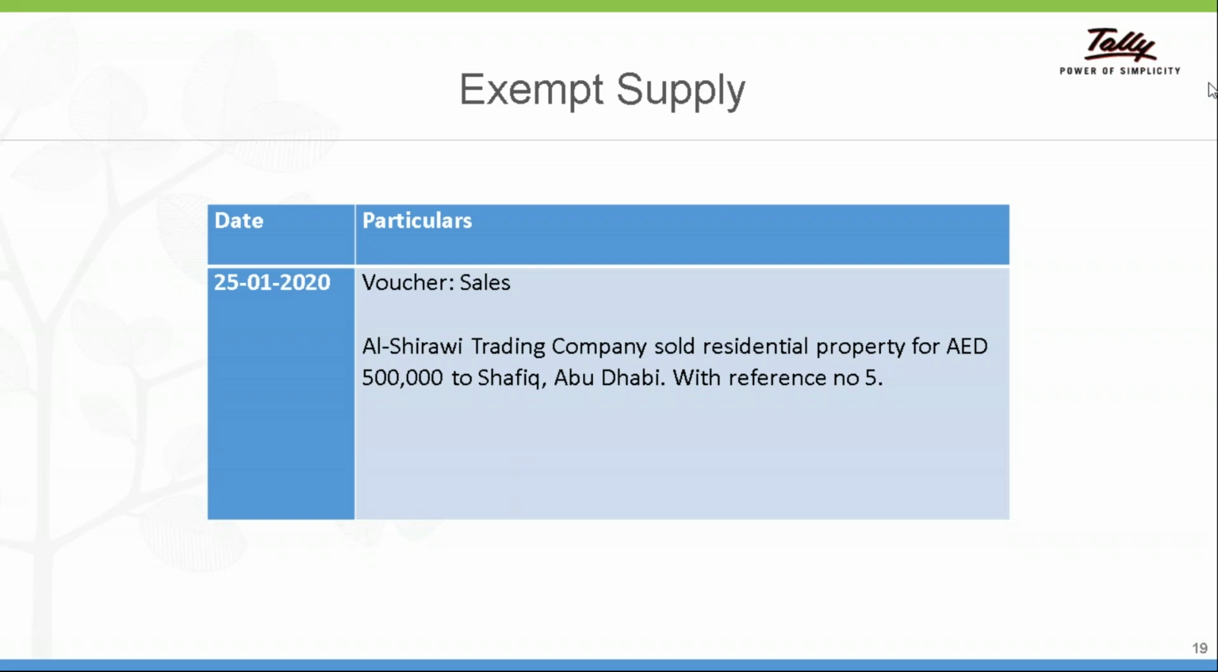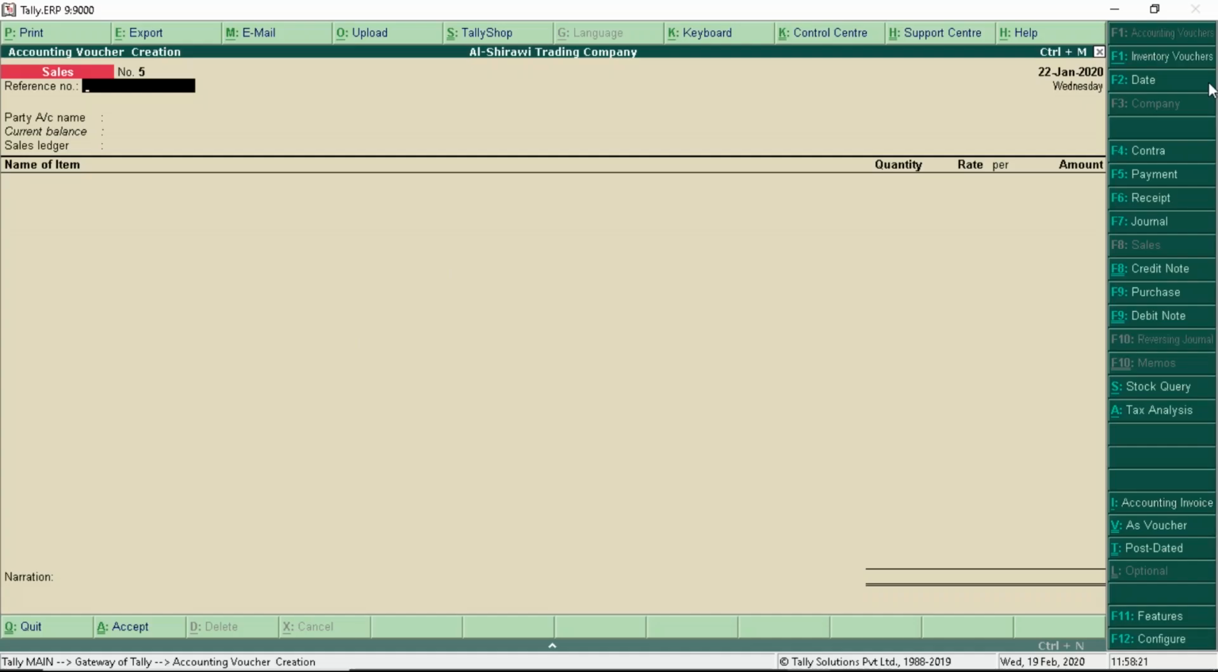So let us now record one transaction for exempted supply. As per the illustration, Al Sharawi Trading Company sold residential property of AED 5 lakh to Shafiq, Abu Dhabi, with reference number 5. So we will now record this transaction in Tally.